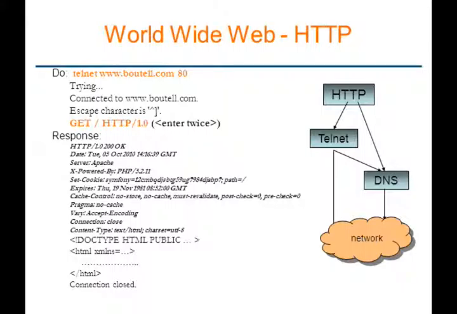So in other words, HTTP uses Telnet, and Telnet then invokes DNS. Telnet invokes DNS in a client server fashion. DNS invokes client server programs to go discover the IP address of bootel.com, returns that to Telnet, and then Telnet uses that IP address to connect to port 80. When you type GET / etc. and hit enter twice, and it sort of requires it twice, you will see a response.